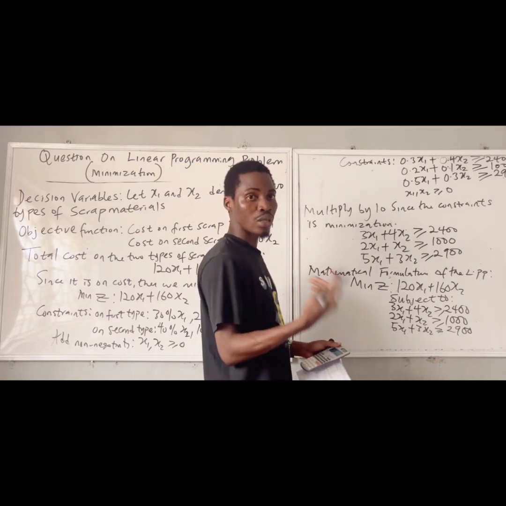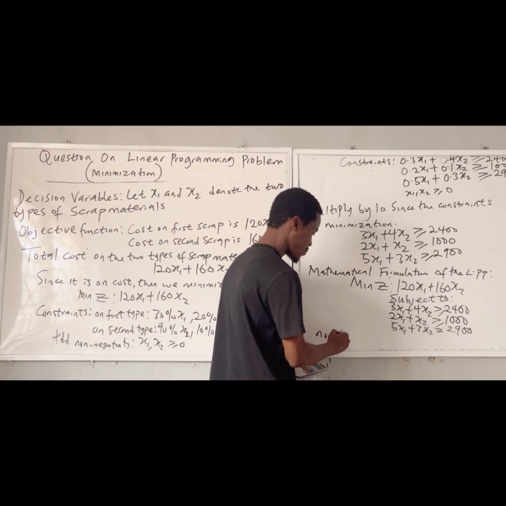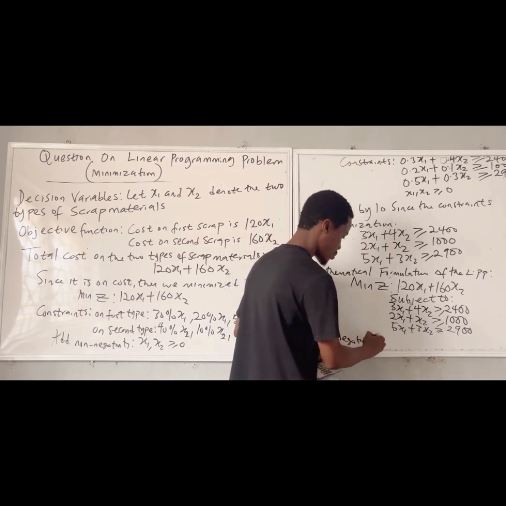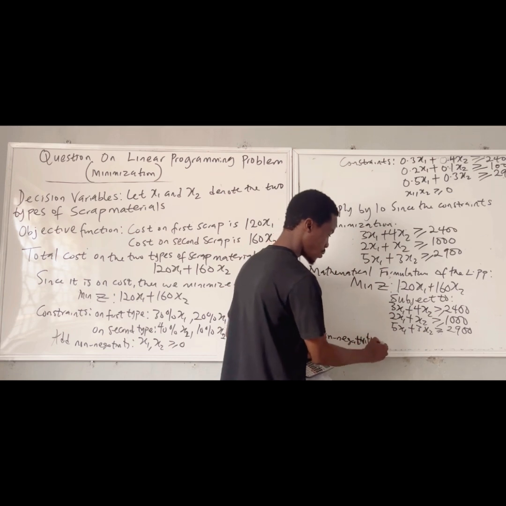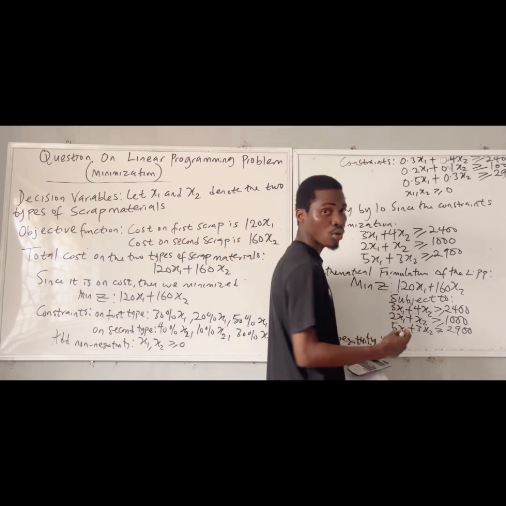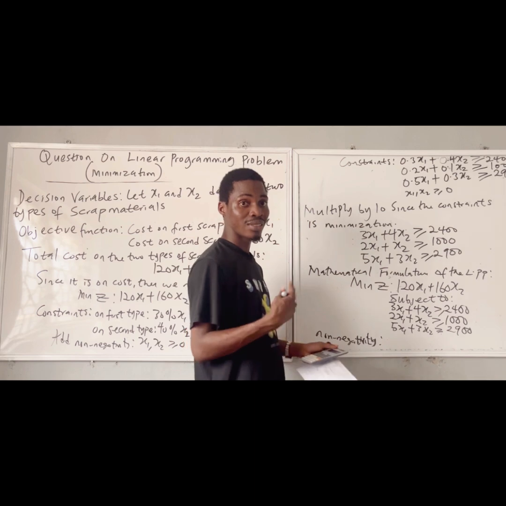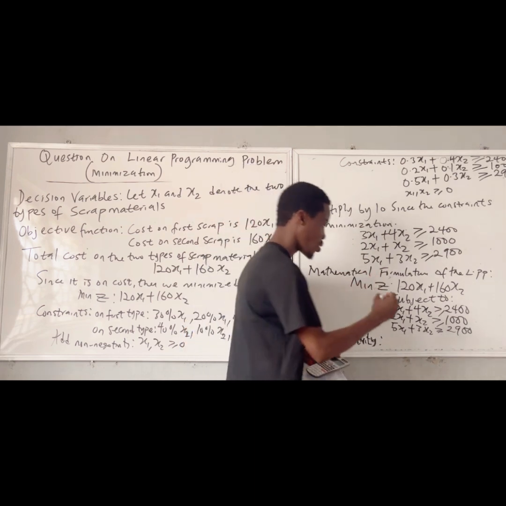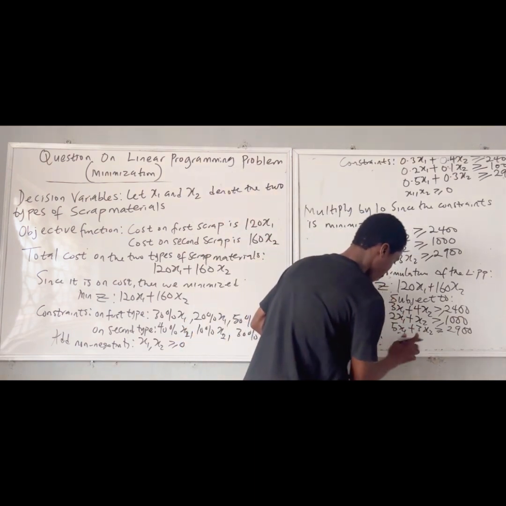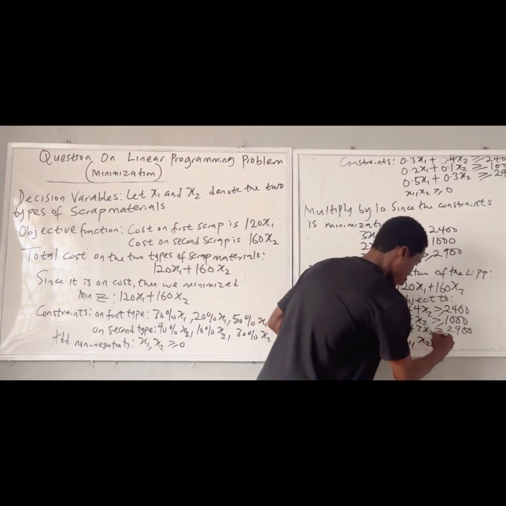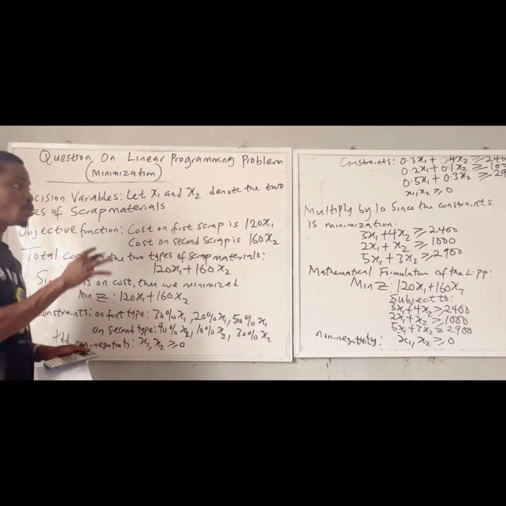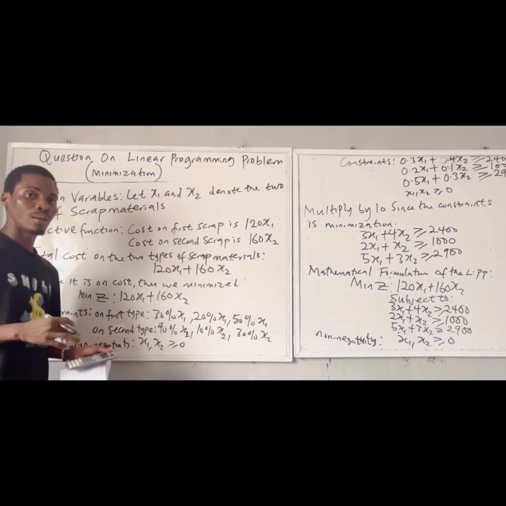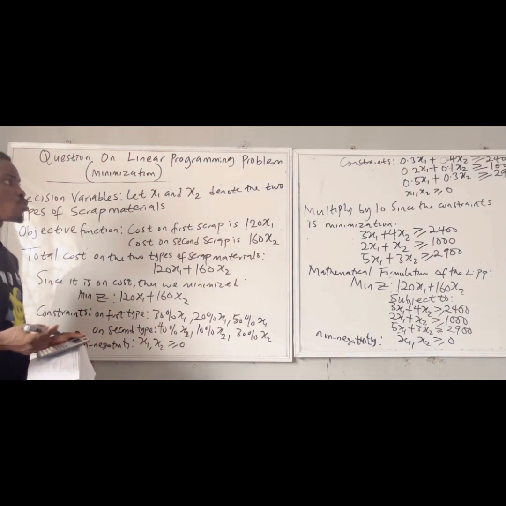Then I add the non-negativity constraint. Since my decision variables are greater than or equal to 0, I'm going to have x1, x2 greater than or equal to 0. So I have formulated the linear programming problem. My next step is to solve using the graphical method.